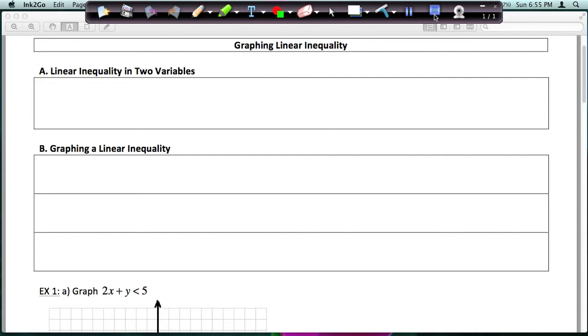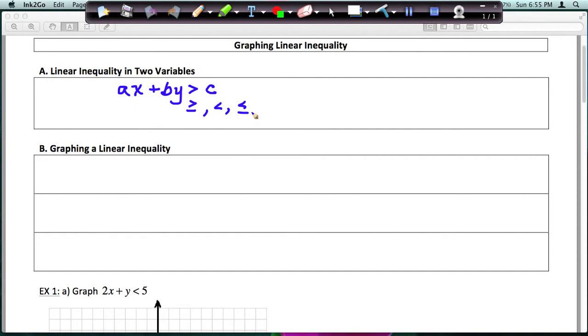Okay, we're going to look at graphing a linear inequality, and a linear inequality in two variables is similar to the standard form of an equation, except instead of having an equal sign, so we have ax plus by and c, but instead of equals in between here, you have some inequality sign. So it could be greater than, greater than or equal to, less than, or less than or equal to. So any of these inequality symbols means you're graphing a linear inequality.